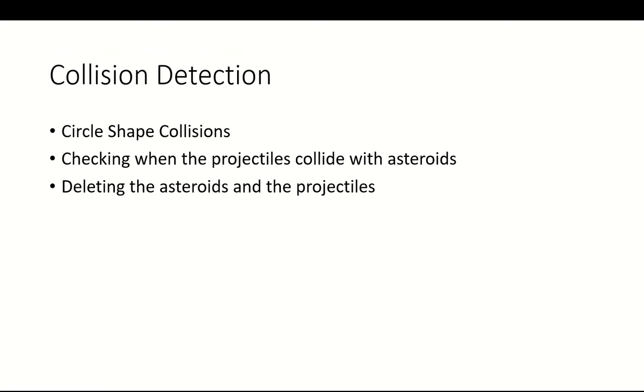So in this video, I want to go through collision detection, and the one that I'll be using, because it's the simplest to do, is circle-shaped collisions, where two circles meet each other and how we check for that. We're going to be checking when the projectiles collide with the asteroids, and then we want to delete the asteroids and the projectiles if they collide with each other. So before I actually start programming, let me show you what I mean by circle-shaped collisions.